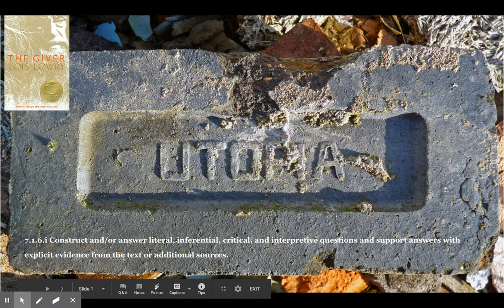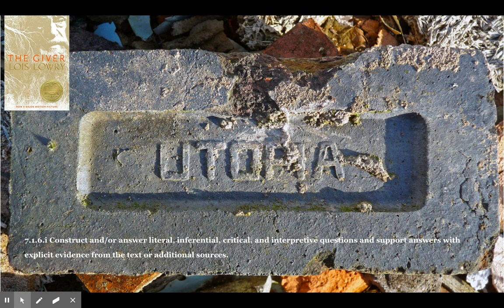Hello, seventh graders. We are starting a new unit, and this unit will be all about the book The Giver by Lois Lowry. In order to understand a book, we often have to understand the background and issues that the book has in it, and that is what we call the context of the book. And in this case, there's this big concept called utopia. And we are going to look at that today.